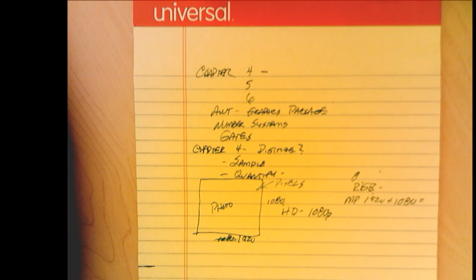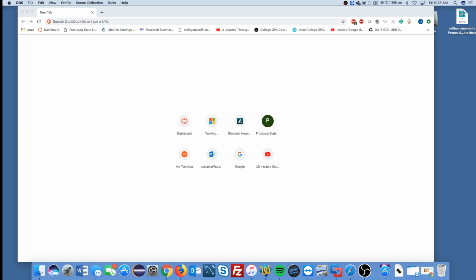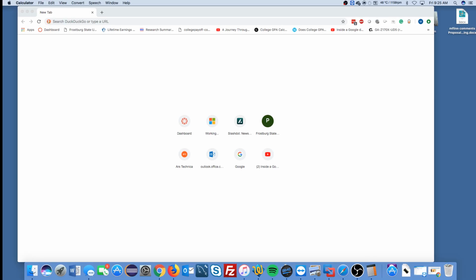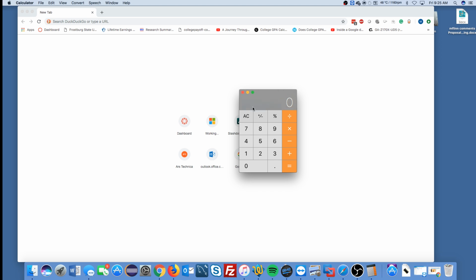So let's have a quick look at that. Oh, it's on the wrong screen. There we go. So 1920 by 1080. Let's try that again. 1920 by 1080 equals, that's about a 2 megapixel camera.